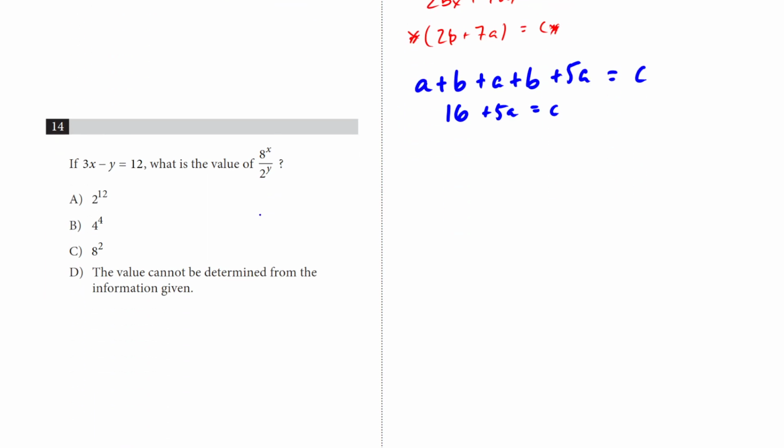Oh, I missed 14. If 3x minus y is equal to 12, what is the value of 8 to the x over 2 to the y? Okay. This is interesting.